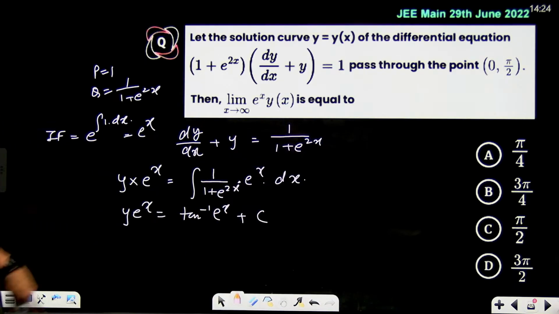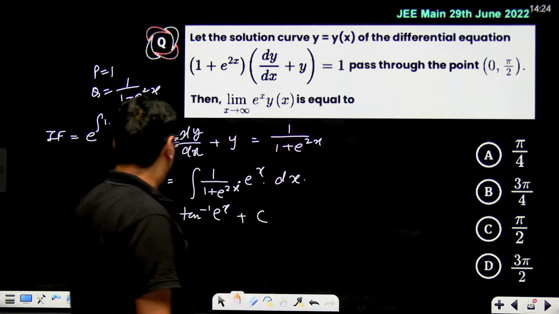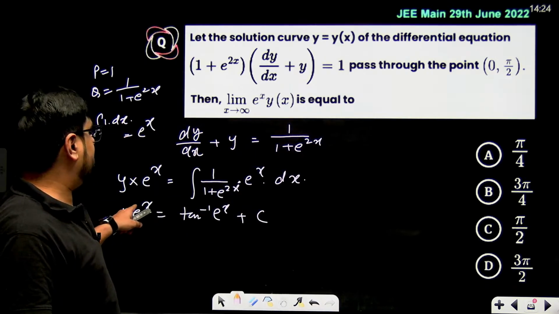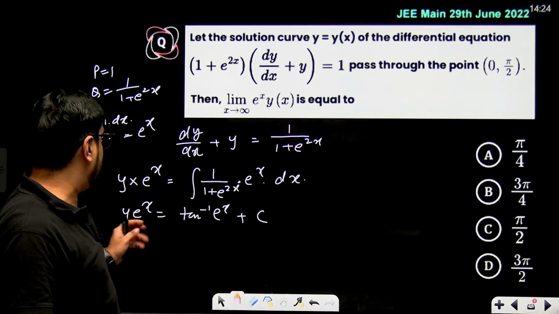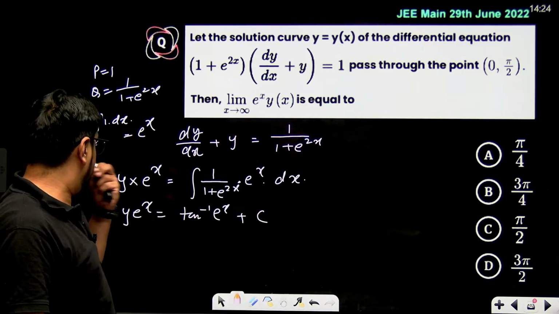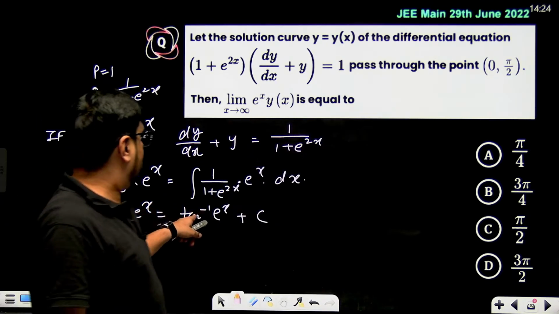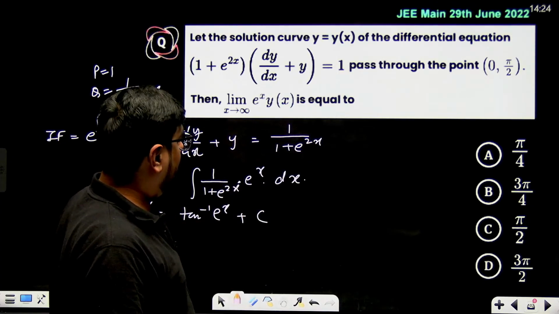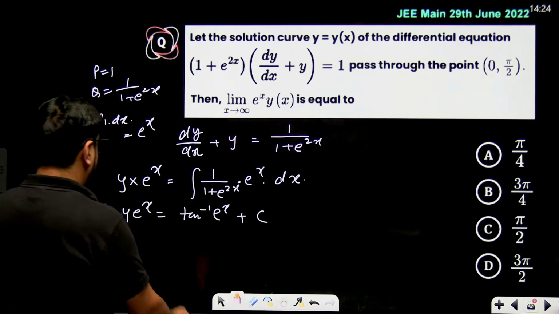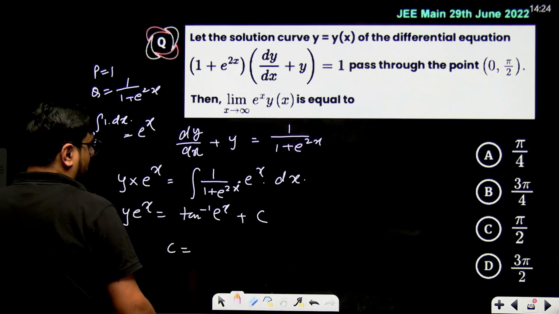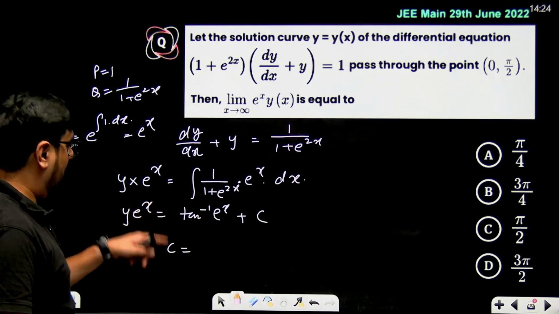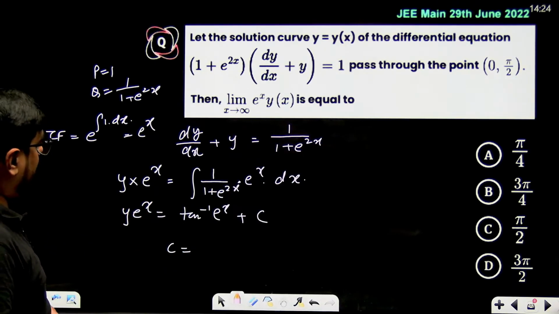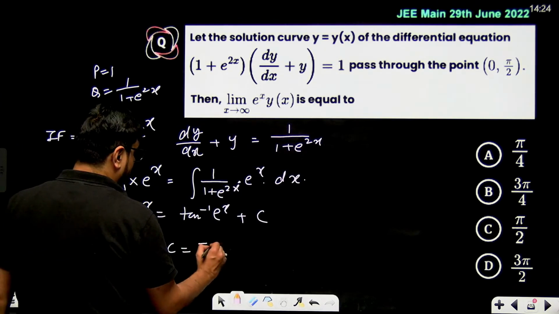Now what is given? It passes through the point 0 comma pi by 2. So 0 comma pi by 2, that means x is 0. E to the power 0, this will become tan inverse e to the power 0 plus c equal to pi by 2. So c will directly come equal to tan inverse 1. That means c will come out to be equal to pi by 2.